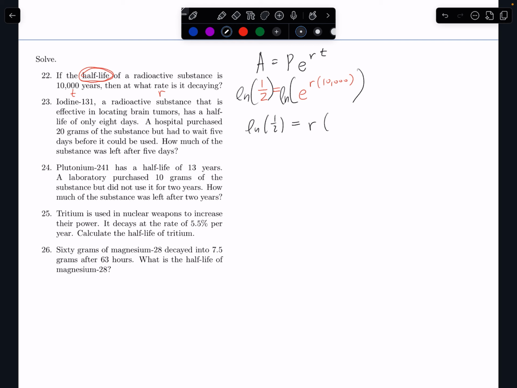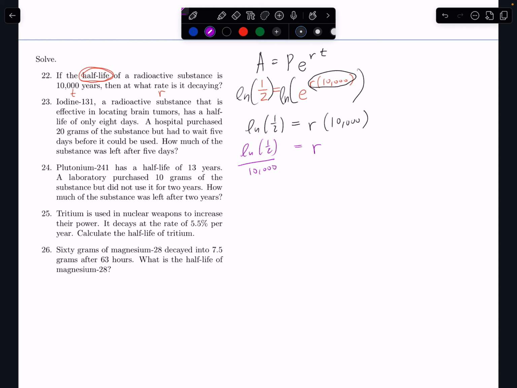This, by the way, is consistent with what we learned about rules of exponents, right? The power comes out as a multiplier, and then I have natural log of e, but natural log of e is just 1. Okay, so anyways, r times 10,000. The exponent came down because I applied this inverse function, right? And now to solve for r, it's divided by 10,000. So r is going to be ln of 1/2 over 10,000.